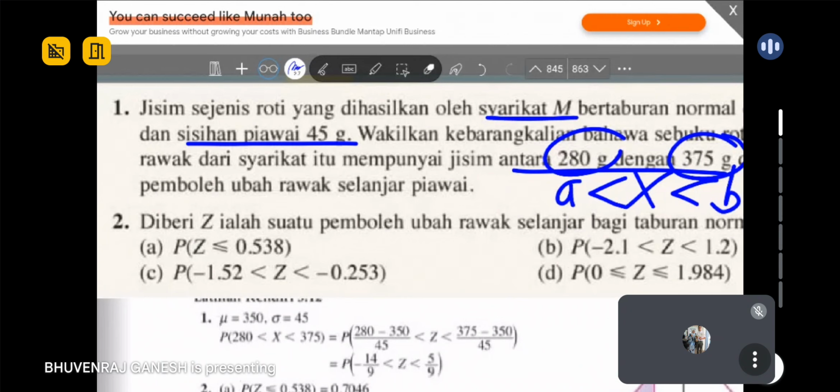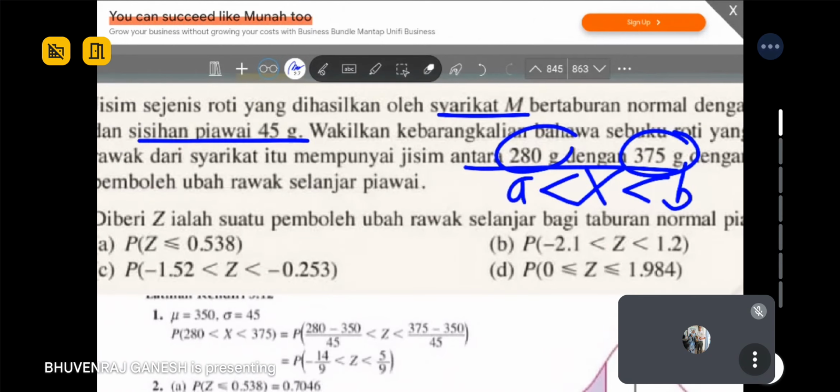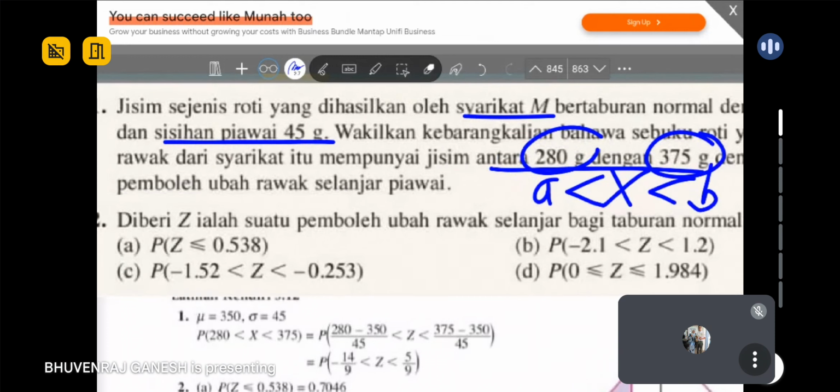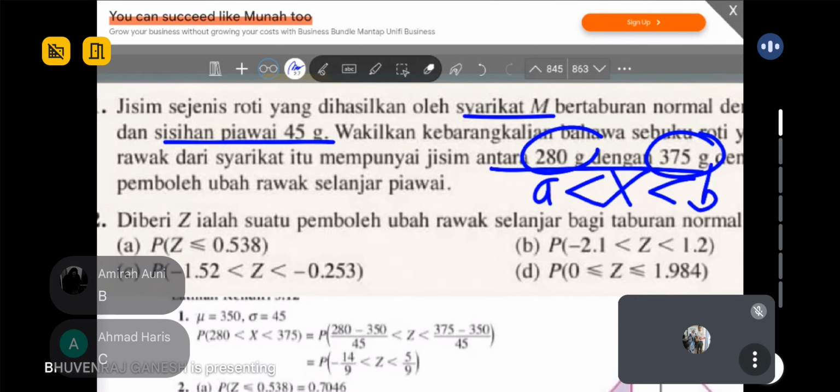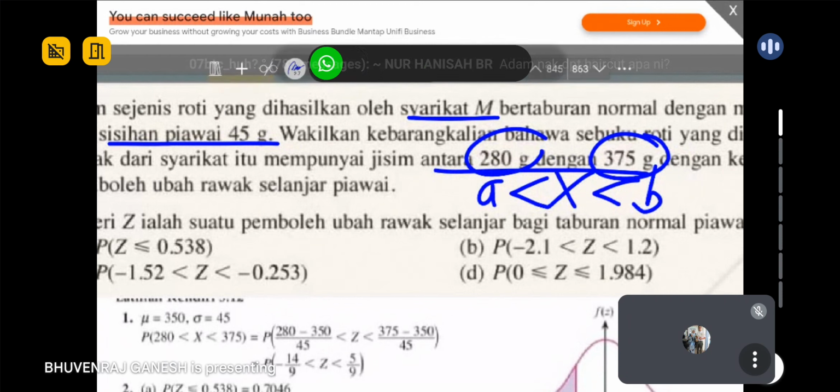Question number 1. Okay, guys, from question 2, I will start to choose already. So what question you want me to discuss? Soalan 2. Antara A, B, C, D, which one is the hardest for you all? Yang mana kamu rasa paling susah? Okay, B, C sama saja. Pilih satu. Okay, so saya bincang B lah.